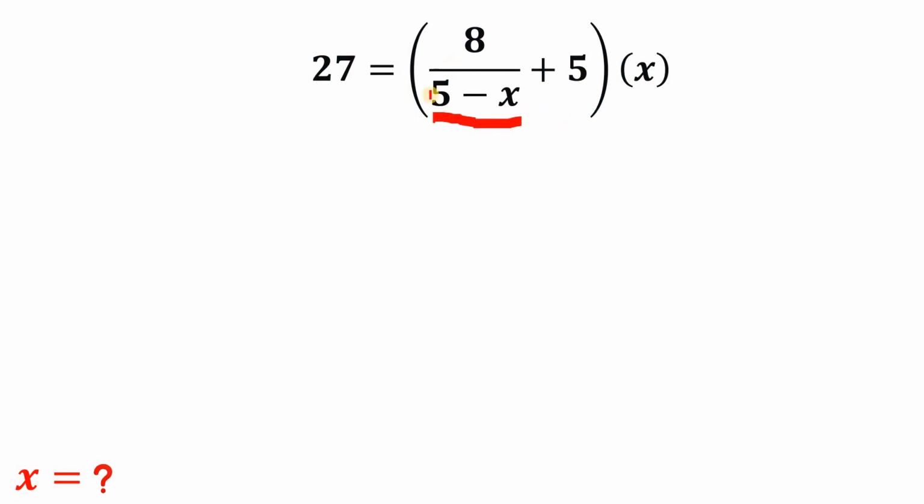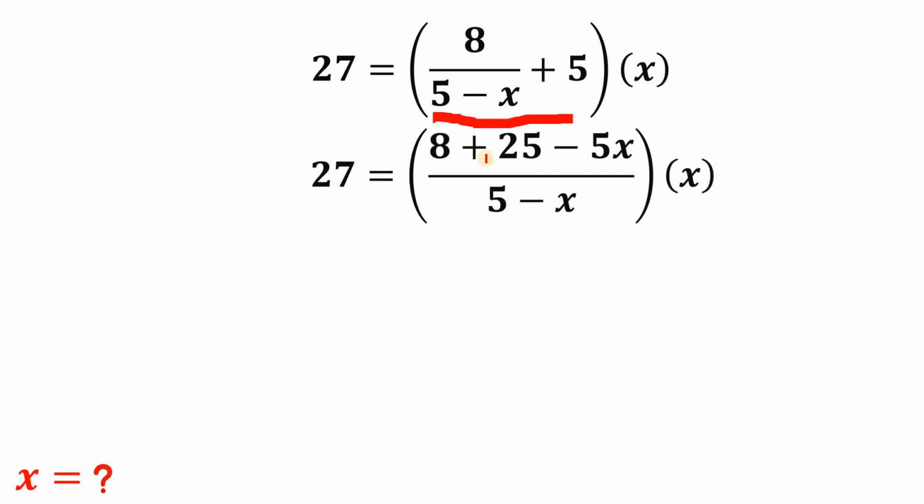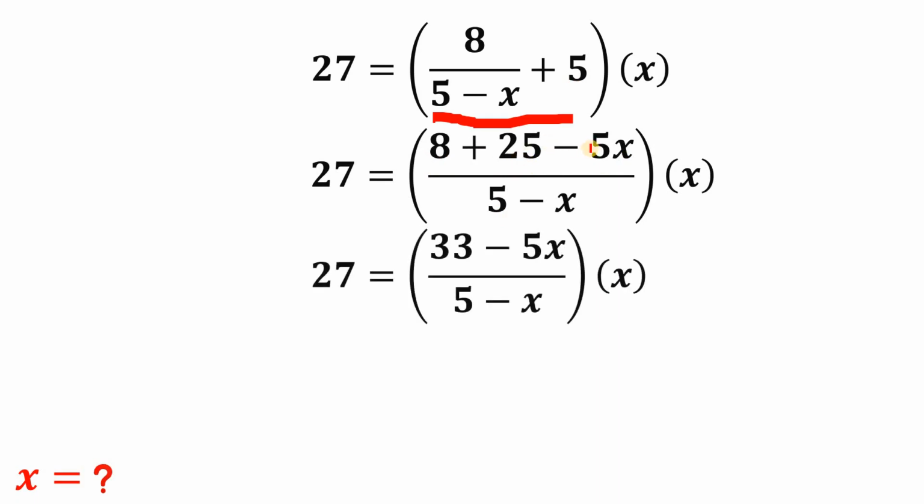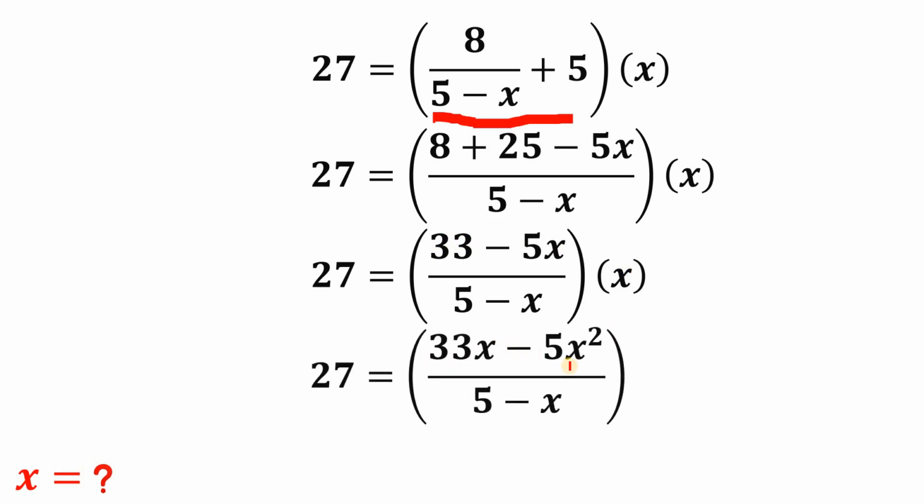First, let's combine 8 over 5 minus x plus 5. If we do that, we get 8 plus 25 minus 5x all over 5 minus x. Now 8 plus 25, this will give us 33. Then copy negative 5x, then bring down the rest. And then multiply the right-hand side with the variable x. So this will give us 33x minus 5x squared all over 5 minus x.